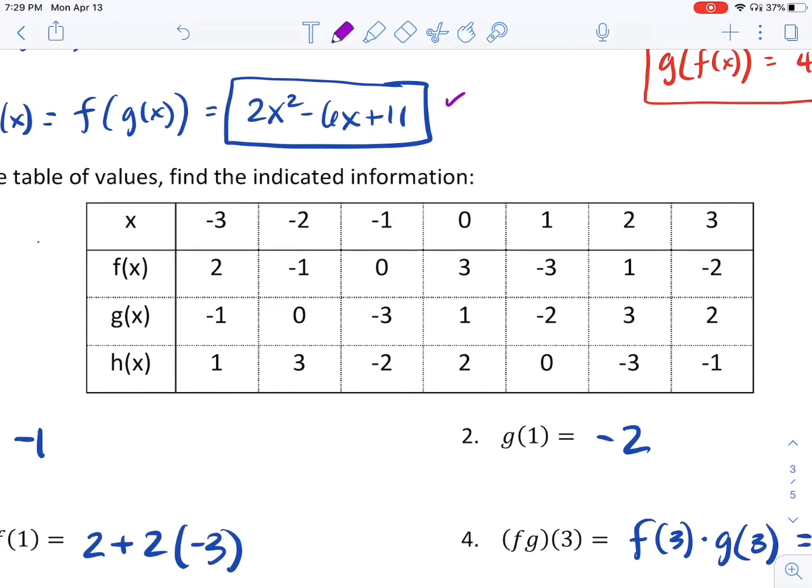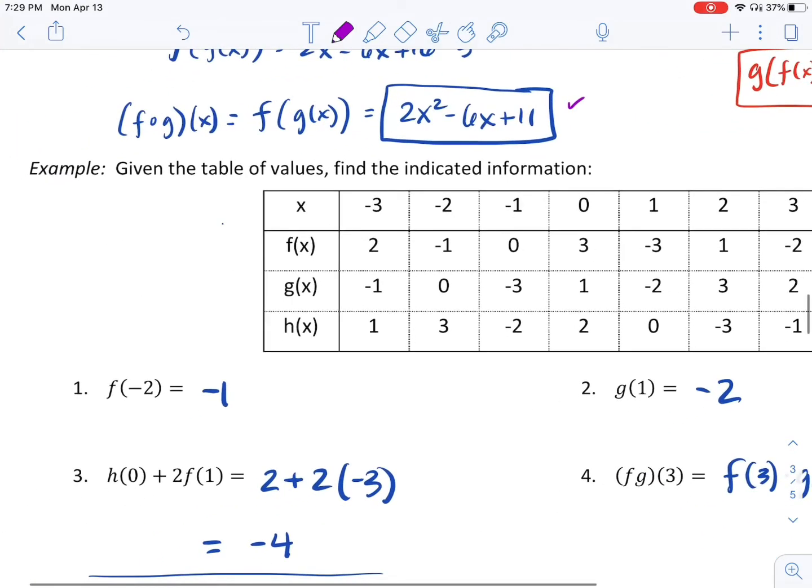We don't often see tables in math as much as we should, but this is a perfect time for us to see how to use tables to evaluate function operations and do some composition stuff. So for instance, if I wanted to find f of -2, the way I would read this table is first go to the row that represents the function that I'm looking for. I'm looking at f of x right now, and I'm evaluating at an x value of -2. So f of -2 is where those two, the row and the column, intersect. f of -2 is -1.